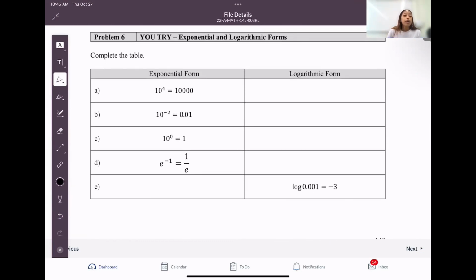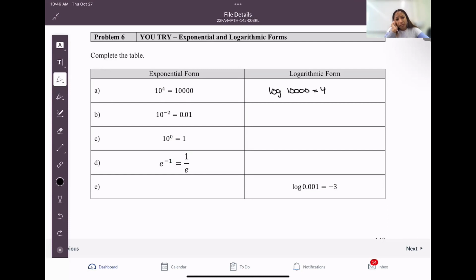All right, so for parts A, B, and C here, we're dealing with exponential expressions that have a base of 10. When our base is 10, the logarithmic form is the common log, which is just log. We don't have to write the base of 10. So when we write this in exponential form, 10 to the 4th power equals 10,000. This would be log, which means log base 10, of 10,000 equals 4. It's almost exactly the same as what we did before, except we don't write the extra little 10 down here. That's the only difference.